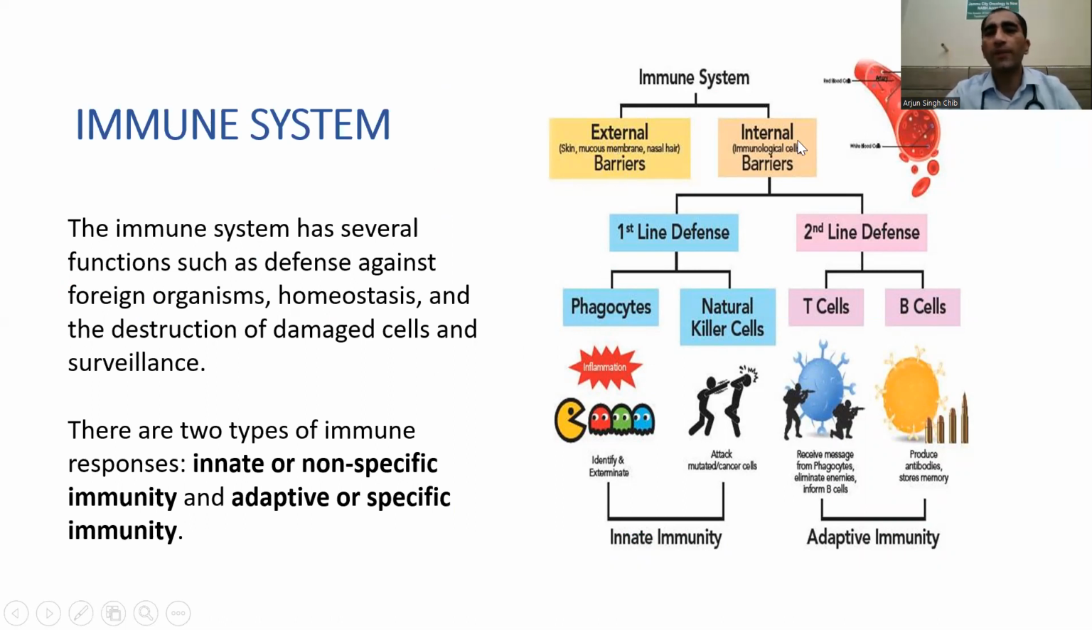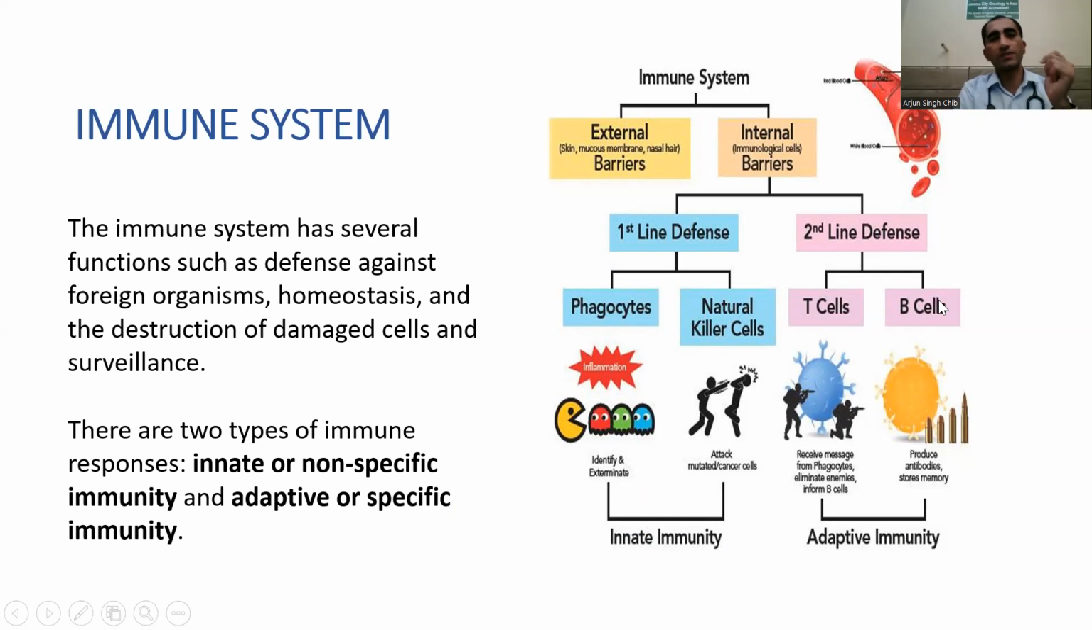And internally, what is the biological part? We have barriers with a first line defense and a second line defense. In the first line defense, we have the phagocytes and natural killer cells. These are the first line defense toward anything abnormal in the body, and this is called innate immunity. In the second line defense, we have T cells and B cells.